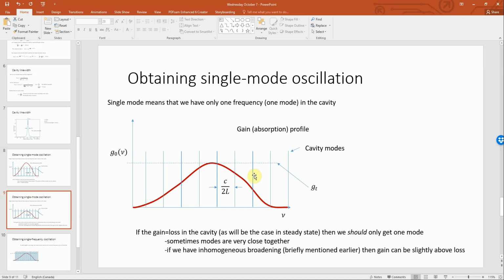If you have inhomogeneous broadening, say in a gas laser, like a helium neon laser, the gas molecules will be going around with some velocity that's dependent on their temperature. Because you have some atoms going to the left and some atoms going to the right, their resonant frequency will be slightly shifted because of their velocities, and that's called Doppler broadening. That's an inhomogeneous broadening, and it actually means that some of the gain can be slightly above threshold.